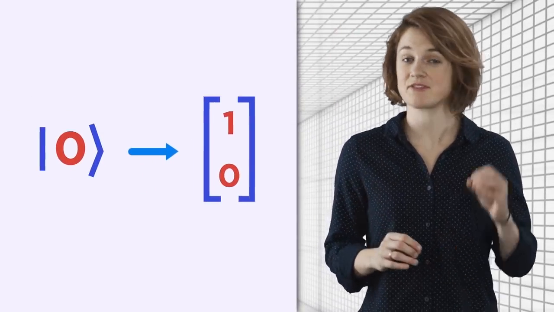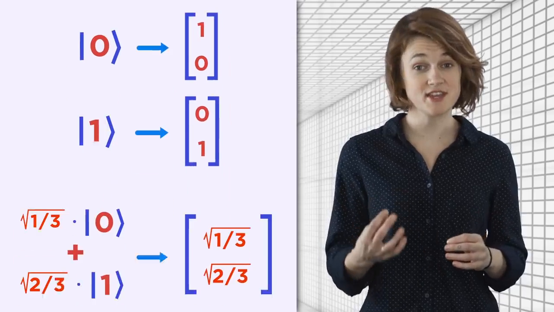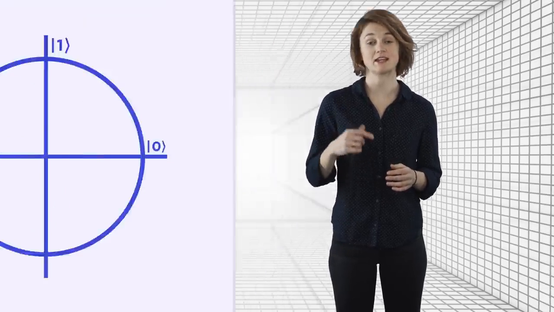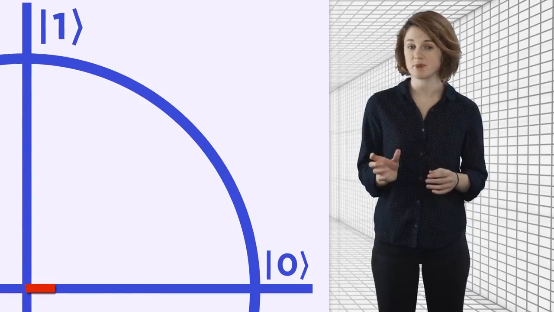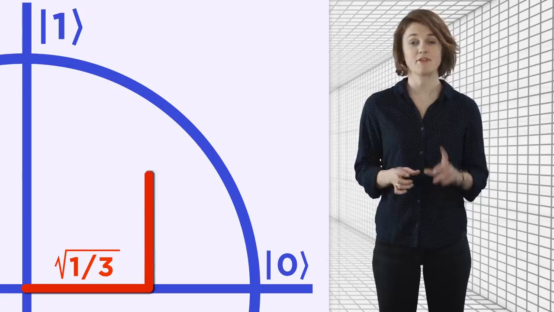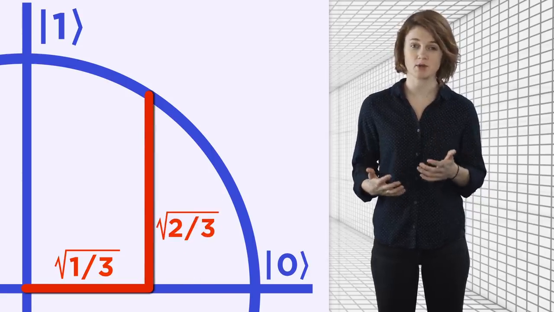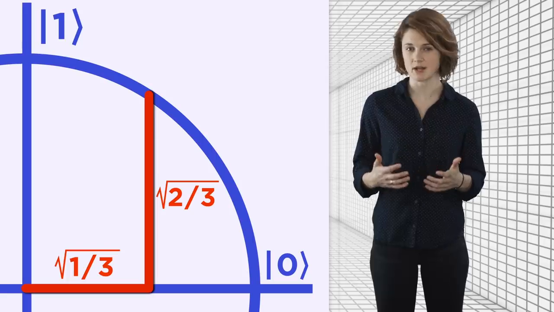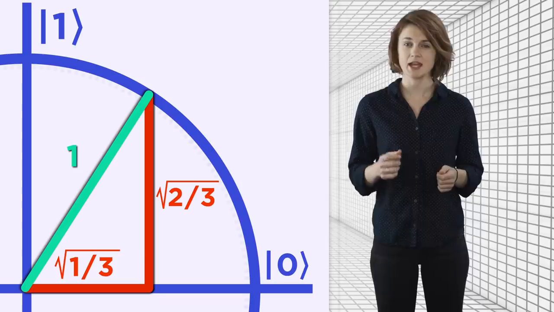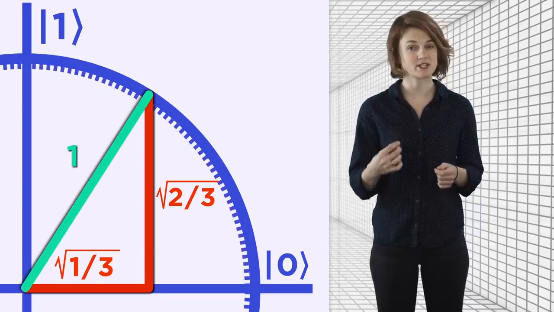One qubit is represented as a two-dimensional vector. This is state 0, and this is state 1, and this is a superposition. Here's the reason for the square roots. We can visualize the vector on a circle like this. The horizontal component is the square root of the probability of being in state 0, and the vertical component is the square root of the probability of being in state 1. By the Pythagorean theorem, the length of the vector is 1. Each point on the unit circle is a quantum state.